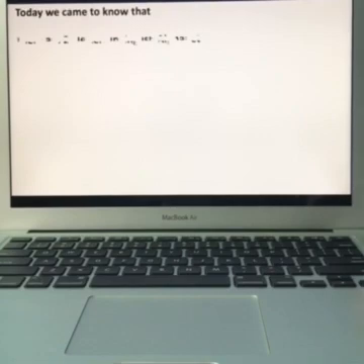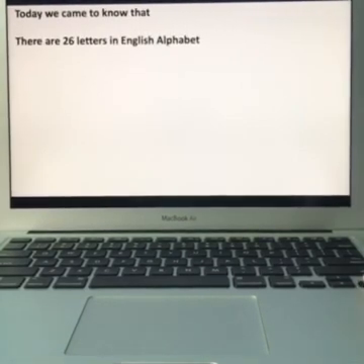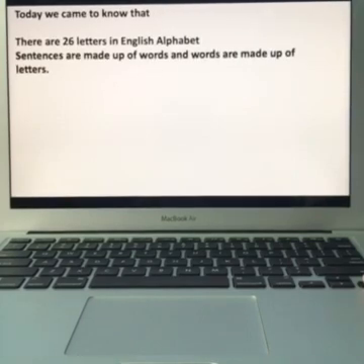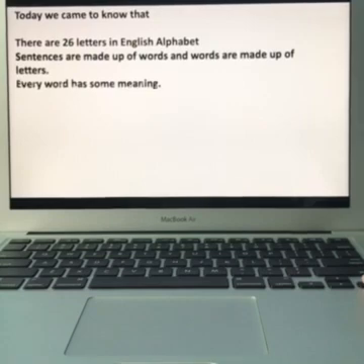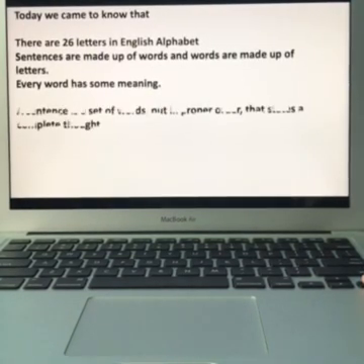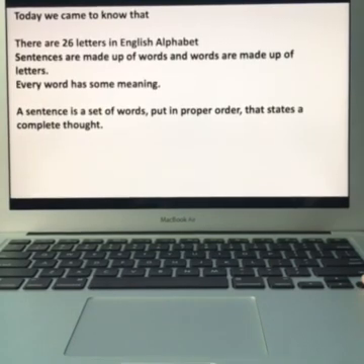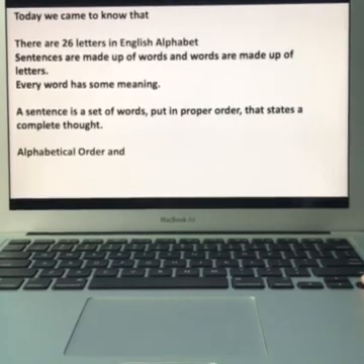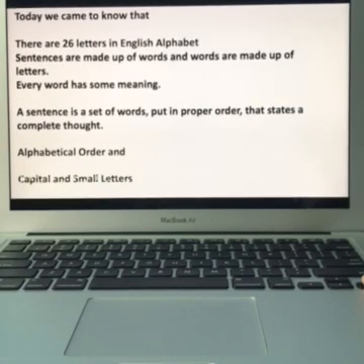Today we came to know that there are 26 letters in English alphabet. Sentences are made up of words and words are made up of letters. Every word has some meaning. A sentence is a set of words put in proper order that states a complete thought. We understood alphabetical order and we also understood the use of capital and small letters.